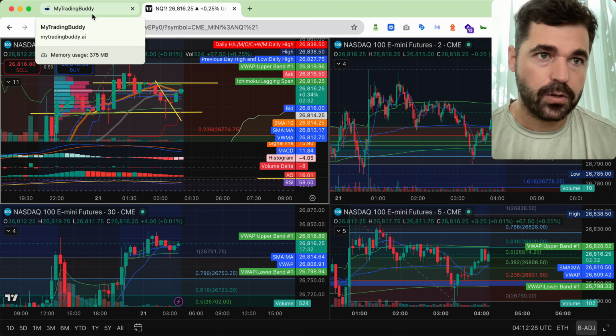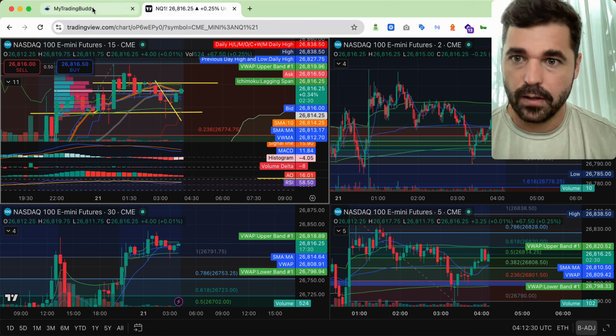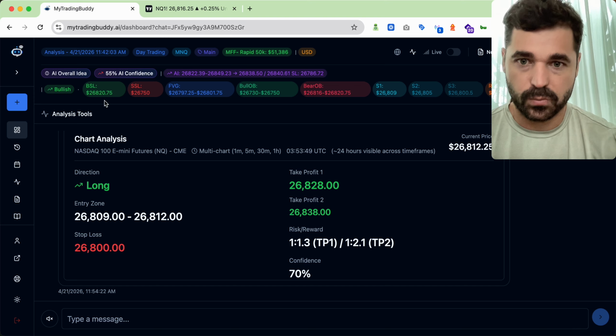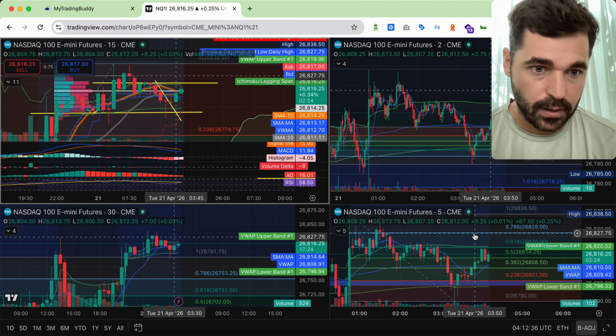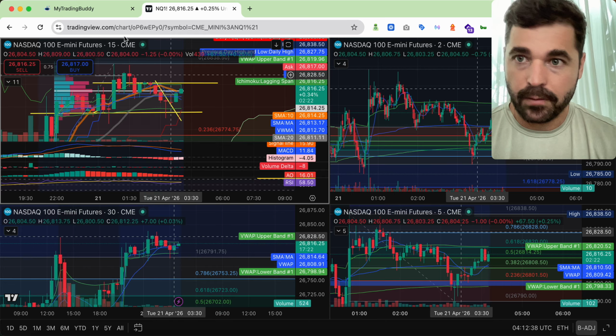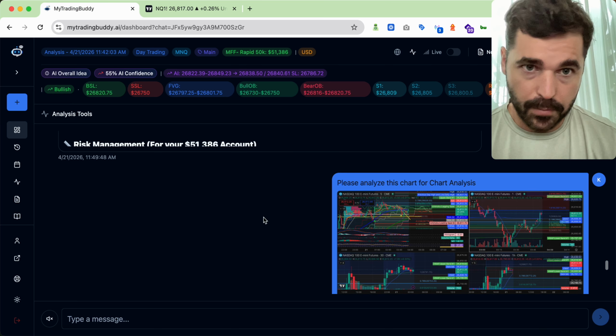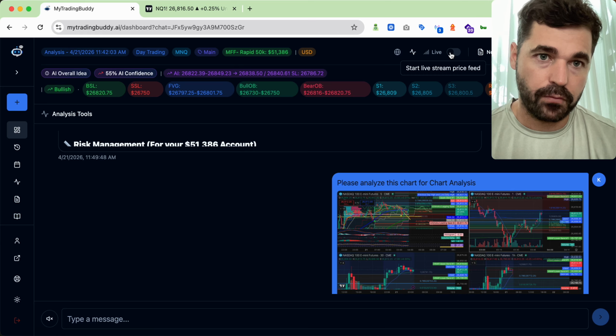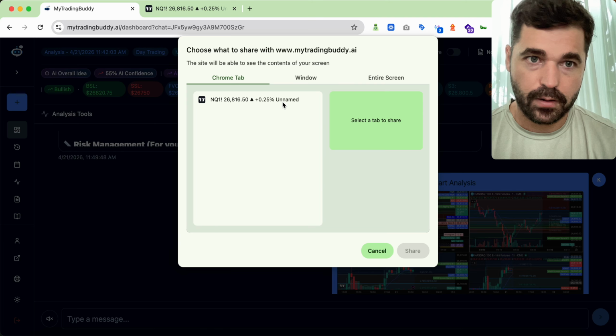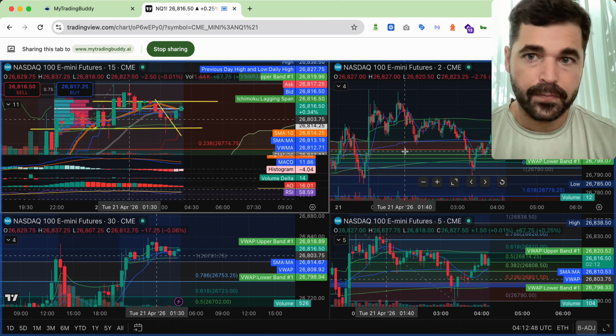A new hour just opened up, so we still have to see if this first 15 minutes was real or not, and if it will come back down and test this VWAP around 809. But I'll quickly show you how I use it. So first, I do the live toggle up there.